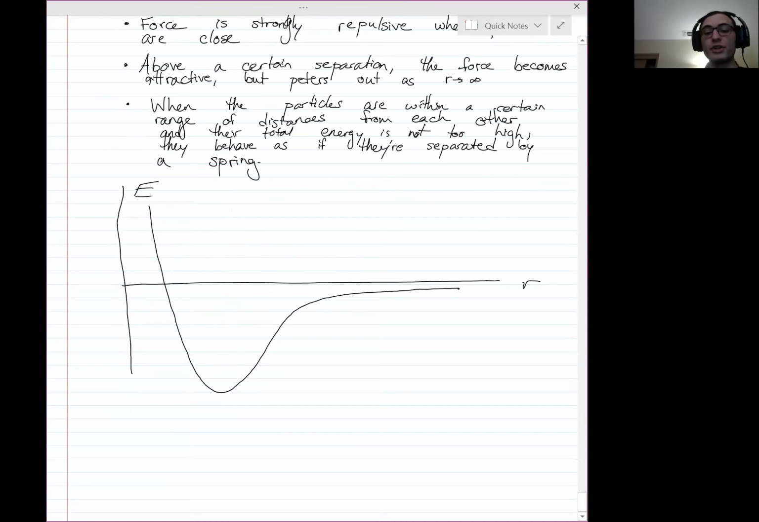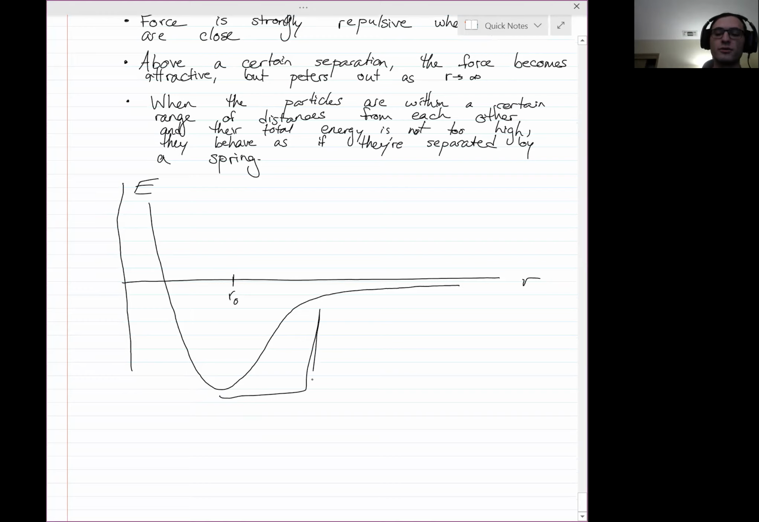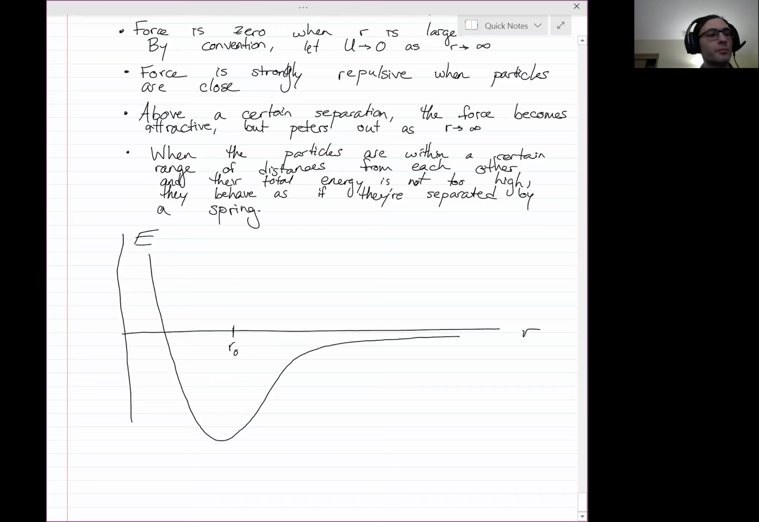So here we have all of the features. We have highly repulsive when they're close to each other, i.e. when their separation is smaller than some value R0. That repulsive factor gets smaller and smaller, and when you're close enough to the bottom of the parabola, it behaves like a spring. That checks out. When you're above a certain separation, you get an attractive effect, but that attractive effect peters out as the distances get larger and larger. And in fact, this is the general shape of the Lennard-Jones potential.